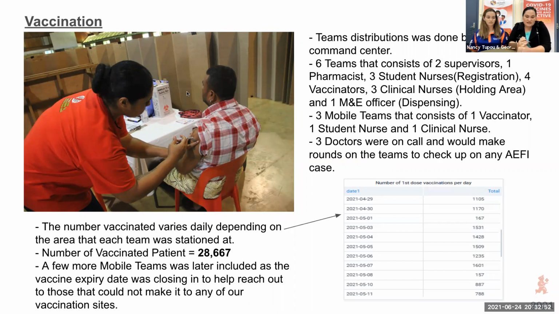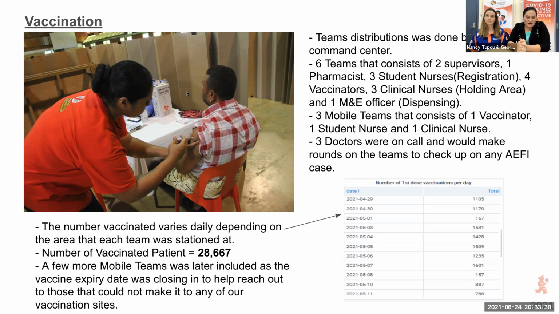The number vaccinated varies daily, depending on where they were stationed. We had a few districts with a lot more people than other districts, or some days that the previous district could not make it, and the majority of them would come to the next district that we moved into. So by the end of our first dose, we had vaccinated 28,667 people.